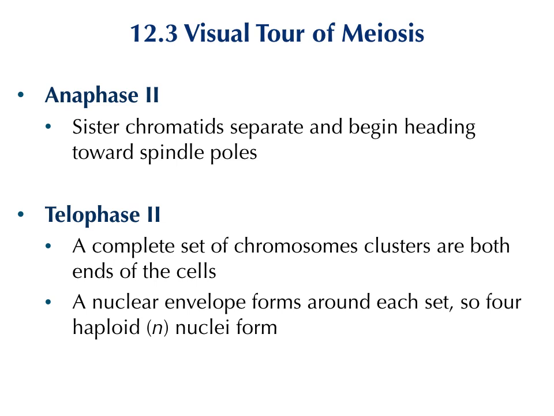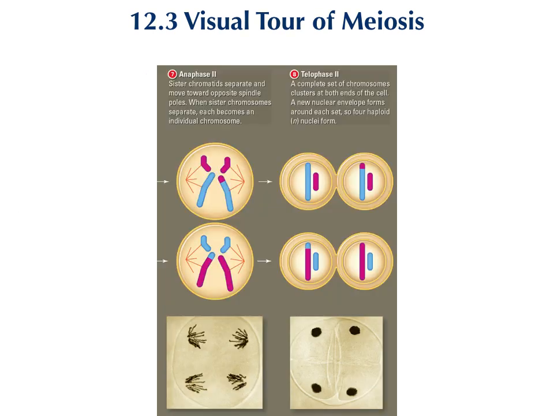After metaphase II, we enter anaphase II. Here the sister chromatids will separate and begin heading toward the spindle poles. Then, at telophase II, a complete set of chromosome clusters are at both ends of the cells. The nuclear envelope will form around each set so that 4 haploid nuclei will form, 4 sperm and the 1 egg plus 3 polar bodies. Let's look at anaphase II and telophase II.